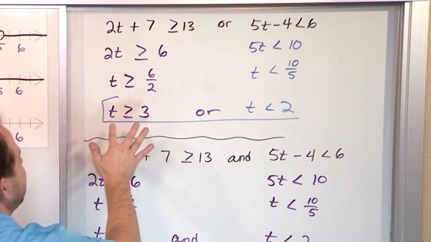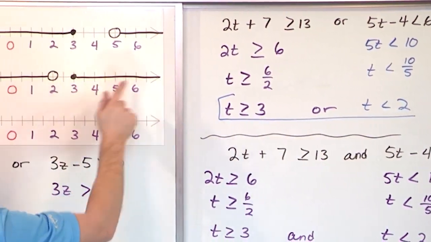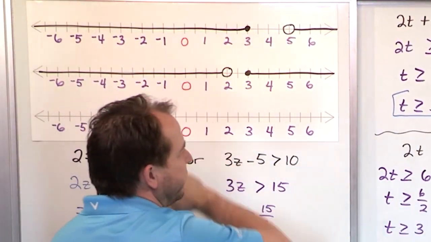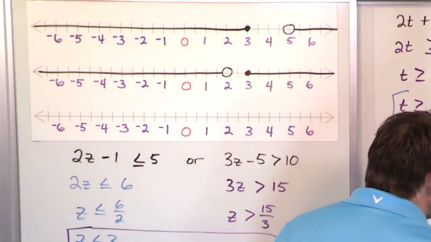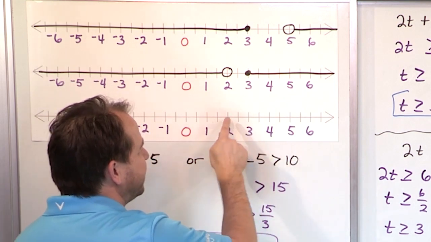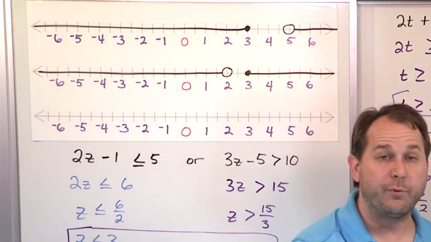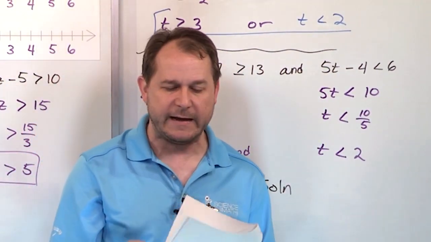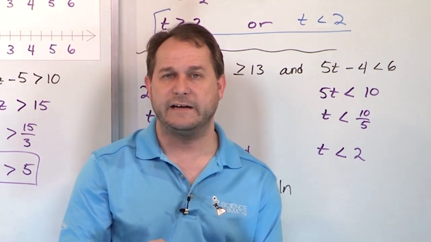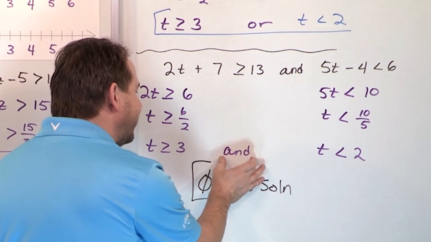But once we get to this one, can we be bigger than 3 or less than 2? Yeah, we can pick one of those. Sure we can. And then we have this and. Can we be bigger than 3 at the same time that we're less than 2? It's not possible. You can't be bigger than 3 and less than 2 at the same time. So it's important when you get down to the point where you solve each of them to look at them and say, is it possible for me to find a set of numbers that satisfies both of them? And in this case, even though it's an and, it has no solution.